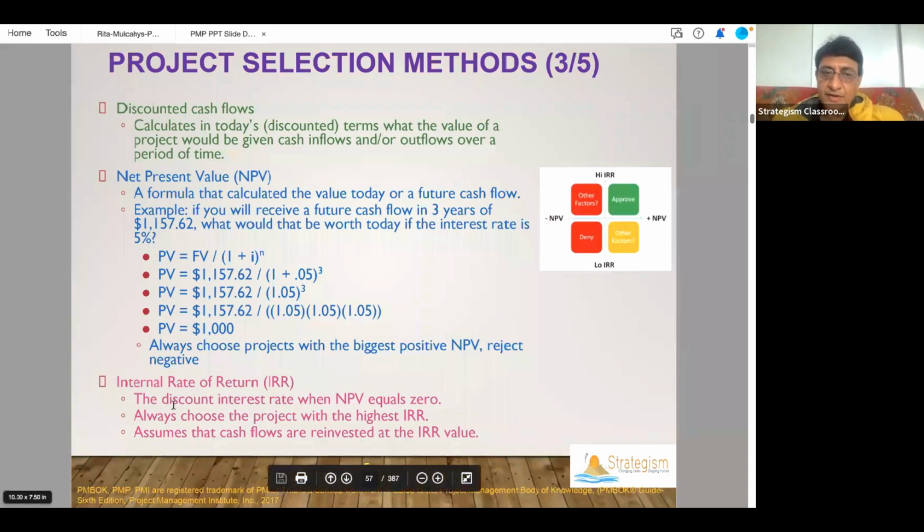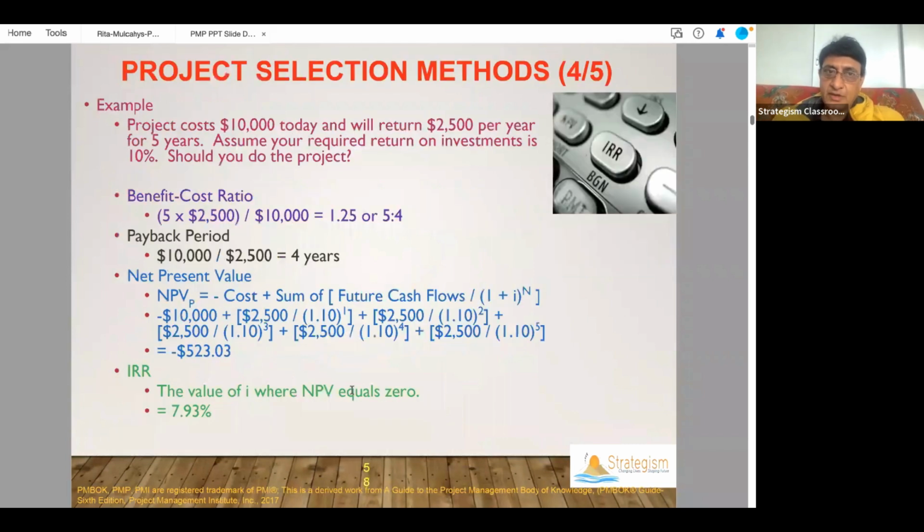And then internal rate of return is the highest rate of return internally in a project. Usually it is the discount rate at which your net present value is 0. And I have an example for all three of them here. So you read this and then tell me, should you do this project, yes or no, and we'll discuss.